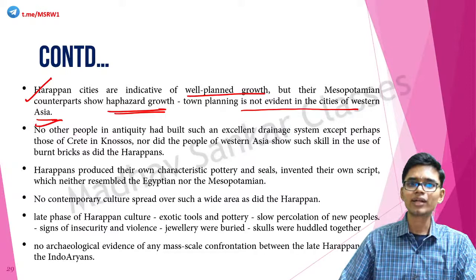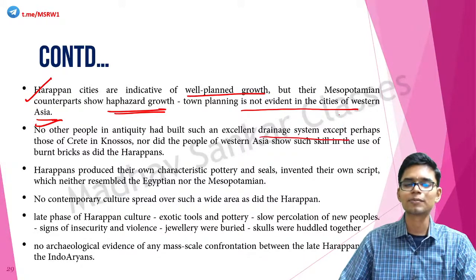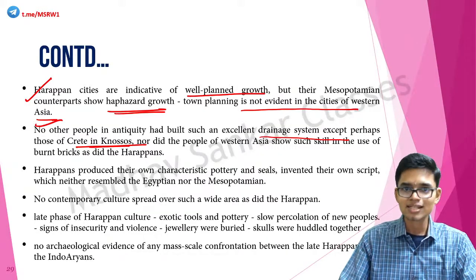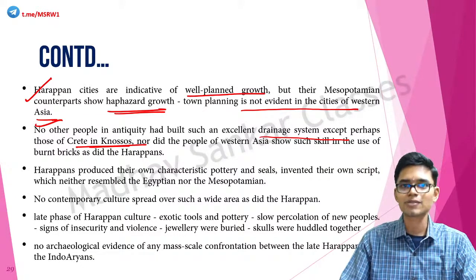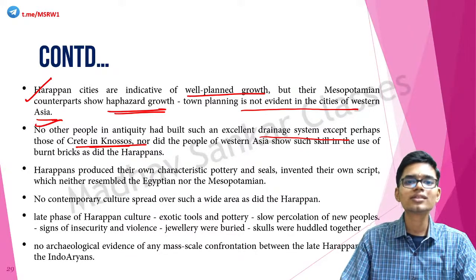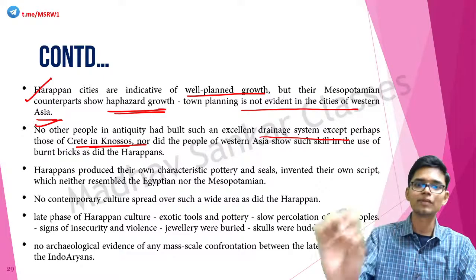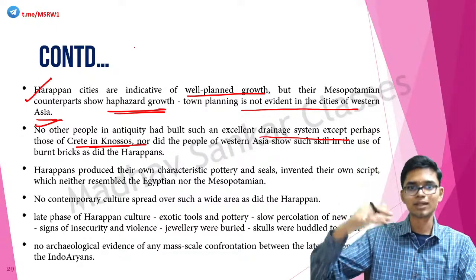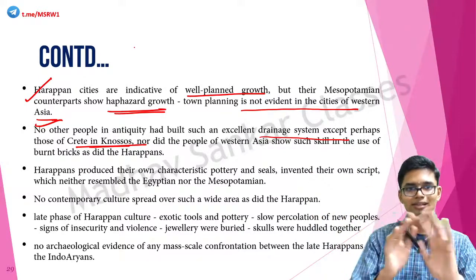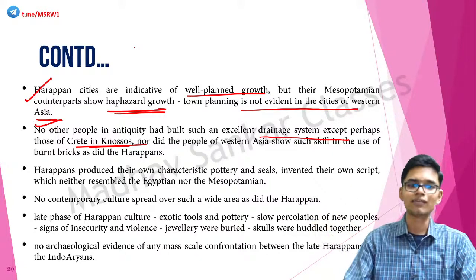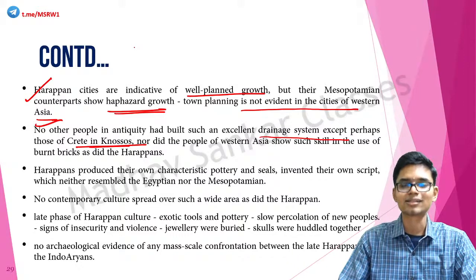No other people in antiquity built such an excellent drainage system, except perhaps Crete in Knossos. The drainage system in Harappa, we already talked about it. It is not an open drainage system. It is covered with stones or slabs. So a very well maintained drainage system existed in Harappa. No other civilization of those times had this, except maybe Crete in Knossos. Crete is actually a part of the Greek civilization. This is one exception where you can also see a very well organized drainage system. But nowhere else can we find such excellence in drainage systems.